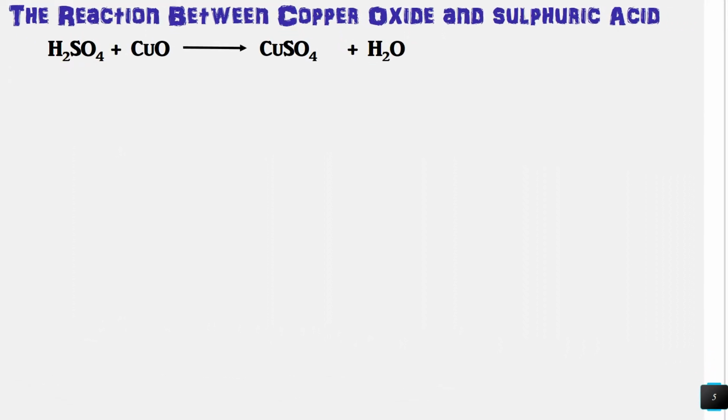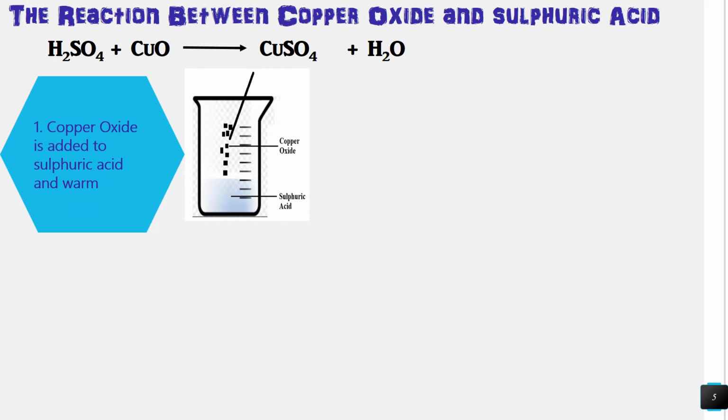Dear students, let's take the example of a reaction between sulfuric acid and copper oxide. When copper oxide is added to the solution of sulfuric acid, copper sulfate is formed along with water. This reaction takes place in 4 steps. The first step is the addition of copper oxide to sulfuric acid solution in a beaker.